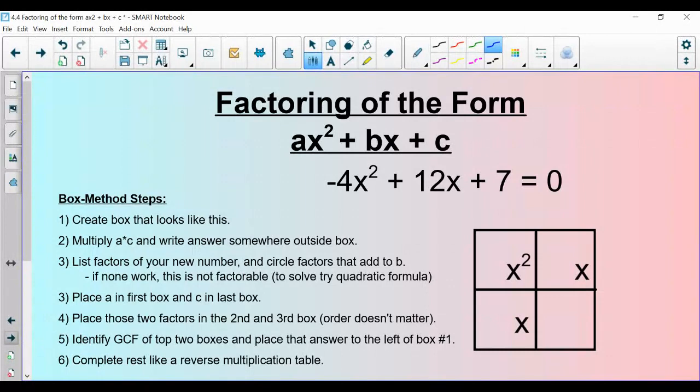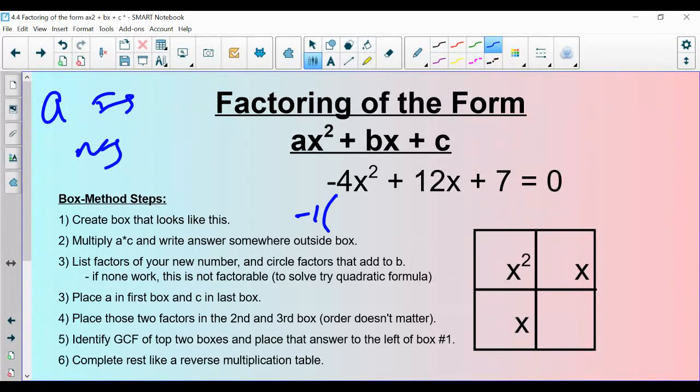Like I said, every one of the examples from here on out, I'm trying to show you something a little bit different. Hopefully you look at this and you recognize what's different about this one. This is going to be an example when the A term is negative. We actually never want the A term to be negative when we're factoring. And so what we do to avoid this is we actually factor out a -1.